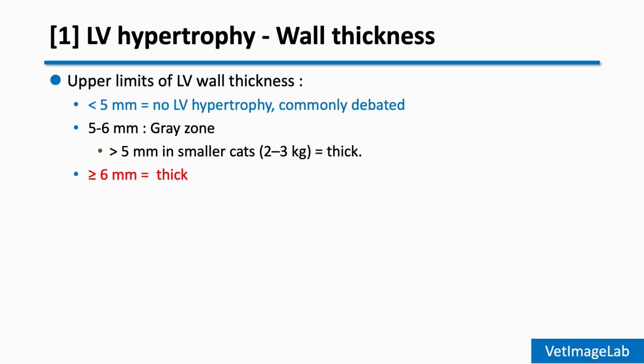Although the cutoff for left ventricular hypertrophy is still debated, we generally consider wall thickness less than 5 mm to be normal. A wall thickness of 6 mm or more is typically classified as hypertrophic. The range between 5 and 6 mm is considered a gray zone.